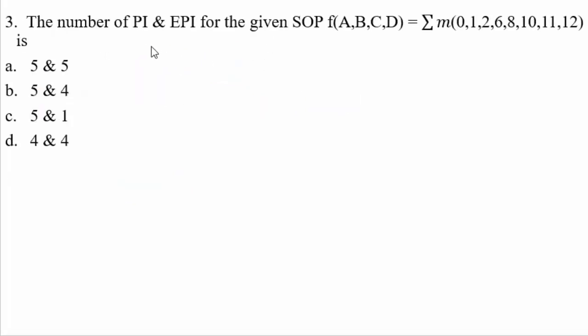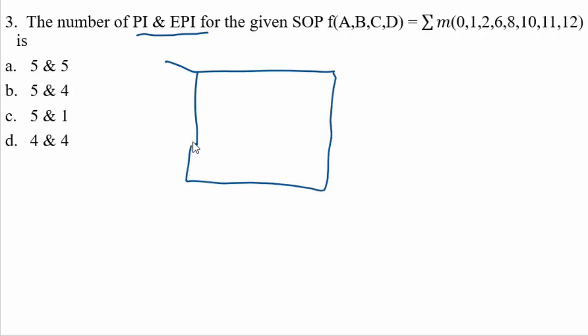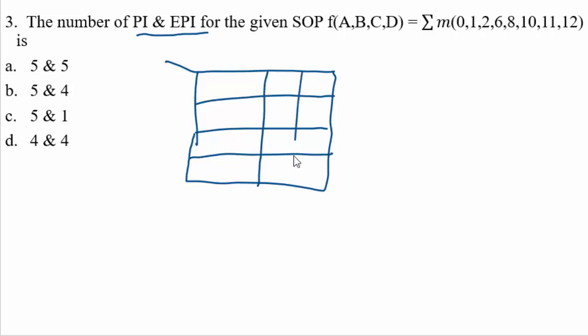Moving on to the third question, what they have given is, we have to calculate the prime implicants and essential prime implicants for the given SOP. So how many prime implicants are there and how many essential prime implicants are there, you have to tell. So it's a 4 variable K-map. So let me go for a cell which is 16 bits wide, ranging from 0 to 15.